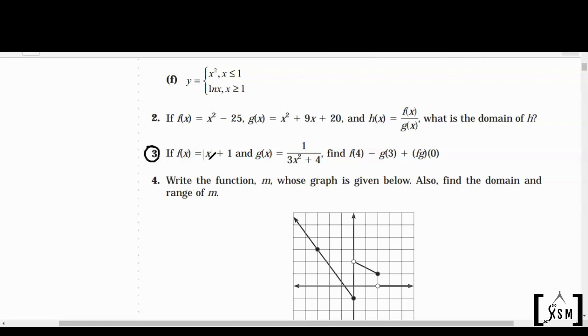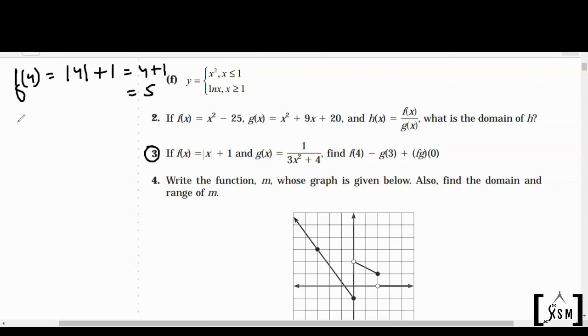f(x) equals absolute value of x plus 1, and g(x) is given like this. We have to find this value. Okay, so first we find the f(4) value. To find f(4), we plug in x as 4. The absolute value of 4 is just 4, plus 1 is 5.